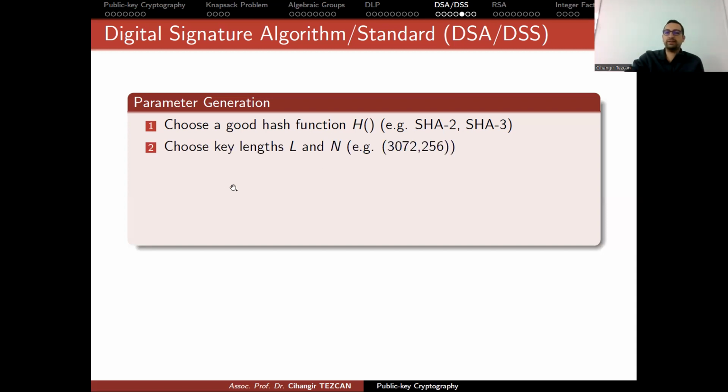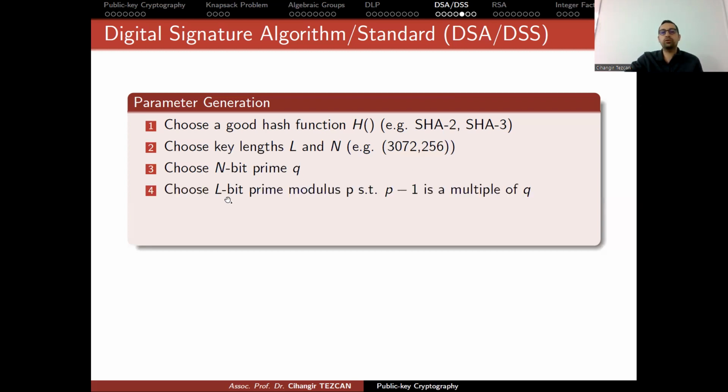Then you choose key lengths, L and N, for example, 3072-bit and 256-bit. Due to previous slides, now you can understand where these numbers are coming from. This will be our group size. This will be our kind of key length. Choose an n-bit prime Q. Choose an L-bit prime modulus P such that P minus 1 is a multiple of Q.